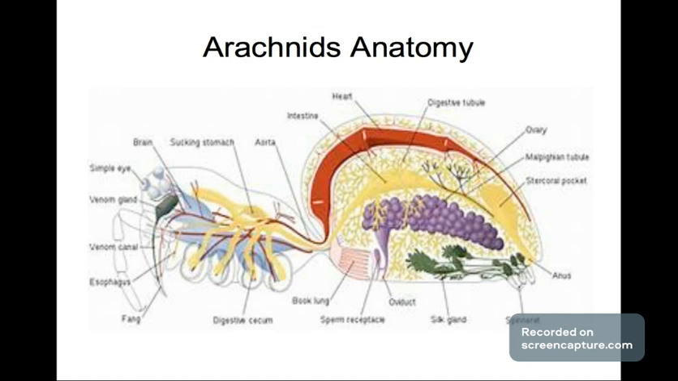This is the venom canal right here. This right here is the esophagus, the fang, digestive colon, sucking stomach, the intestines. This is the heart, the digestive tube, the ovaries, the anus, the ovaries, that's all oviduct, and all that stuff, and lungs right here so that they can breathe. Spiders must breathe.